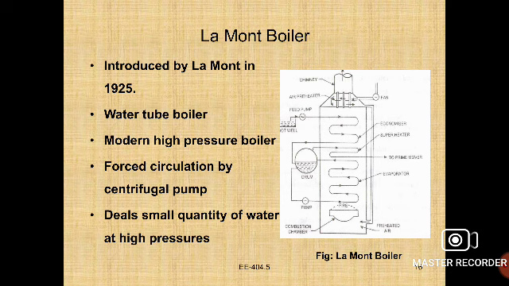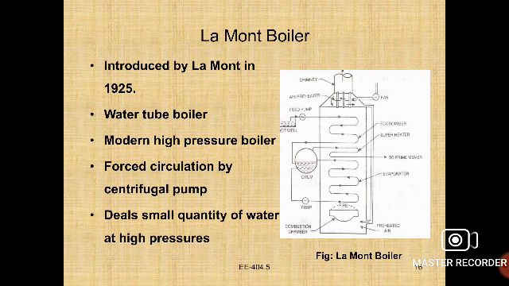The forced circulation is achieved by a centrifugal pump, which is driven by a steam turbine. It deals with a smaller quantity of water at high pressure, and a high rate of heat transmission can be achieved by increasing the velocity of water. So it deals with a small quantity of water at high pressure, and the high rate of heat transfer is achieved in this Lamont boiler by increasing the velocity of water.